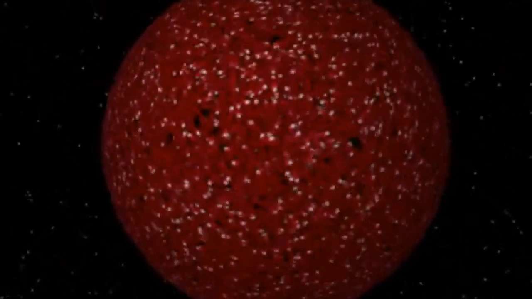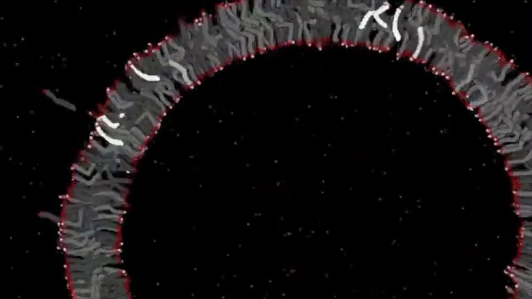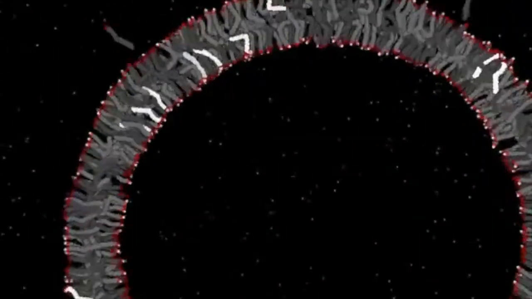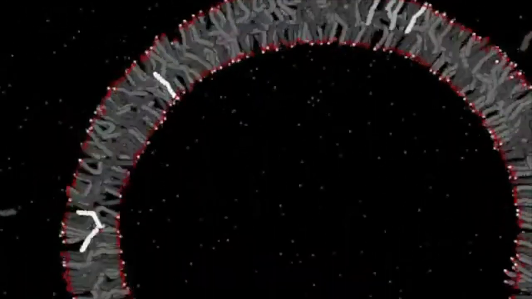Vesicles formed from fatty acids are extremely stable and are able to maintain the same shape and size over the course of days or even months. Individual fatty acids within the vesicle, however, are very dynamic. Fatty acid molecules are constantly entering and leaving the vesicle membrane and flipping between the inner and outer leaflets. In this animation, the flipping fatty acids are highlighted in white.